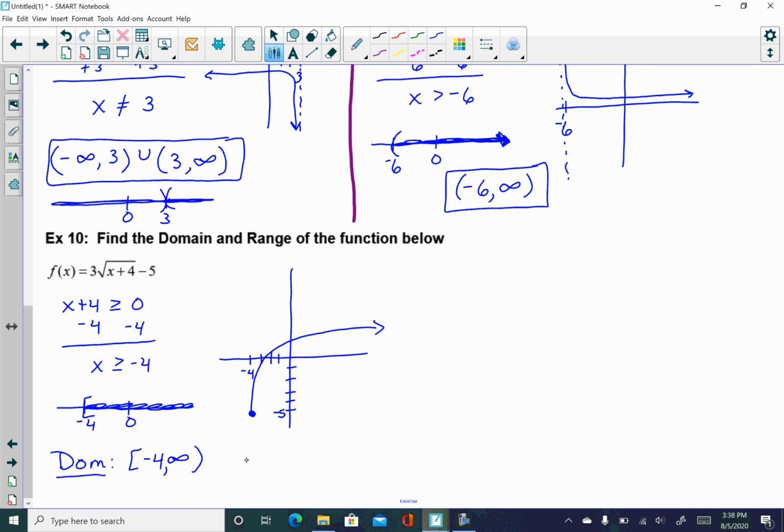So now if I read my range, so if domain is reading your x-axis from left to right, range is now reading your y-axis from bottom to top. So my smallest y value is down here, and that y value corresponds to negative 5. And then it goes up forever. I mean, it's not going up sharply, but it's going up and to the right incrementally. So it would go from negative 5 to infinity. That negative 5 is a hard point down there, so it gets a bracket. Infinities always get parentheses. So that would be our domain and range.